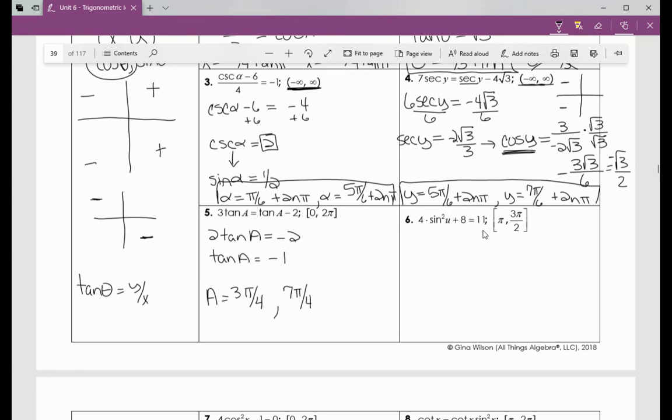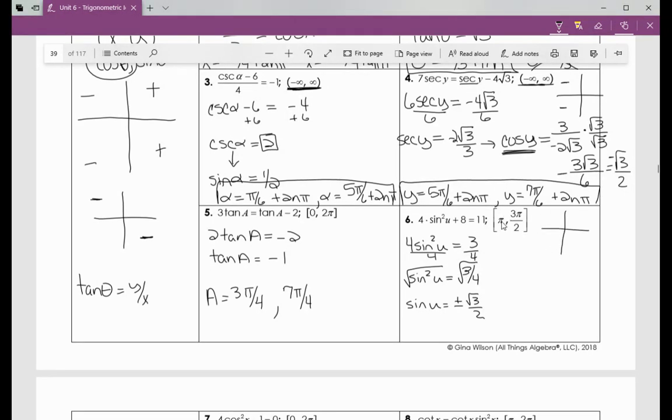In number 6, same thing. I'm going to isolate the sine squared u. So the first thing I'm going to do is subtract 8. So that's 4 sine squared u equals 3. Divide both sides by 4. I get sine squared u equals 3 over 4. I'm going to take the square root of that. Remember, when you use the square root property, you get a plus minus square root of 3 over 2. The denominator is a 4, and you can take the square root of the denominator, but you cannot take the square root of the numerator.